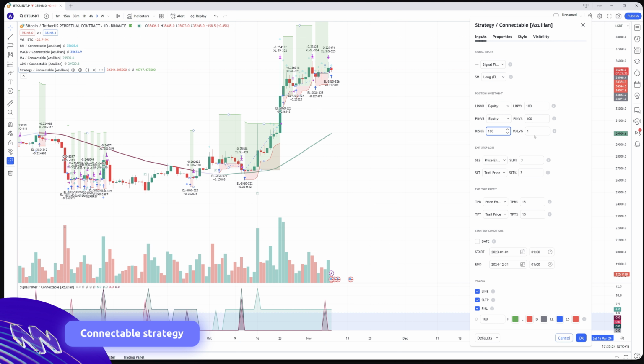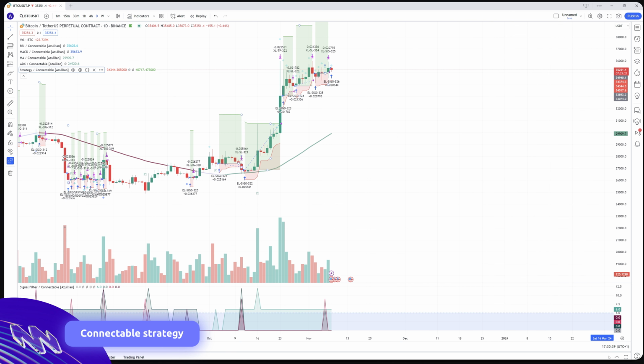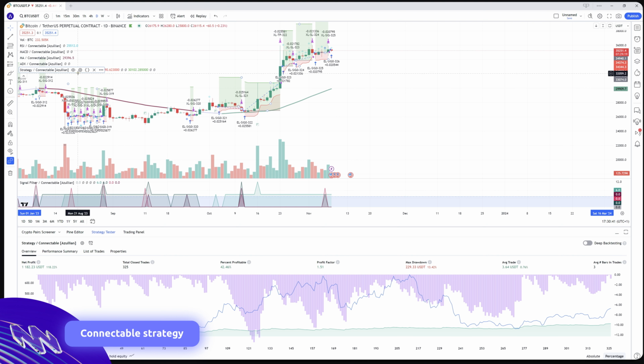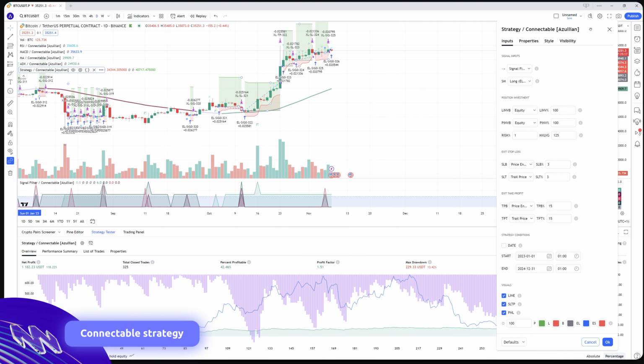We'll dial the risk down to 1% for a conservative start. On Binance's perpetual BTC USD chart, the maximum leverage for this pair is 125. We'll apply this to see it in action. Given our 3% stop loss and 1% risk level and the 125 maximum leverage, the strategy will not engage leverage, since the stop loss exceeds the risk threshold.